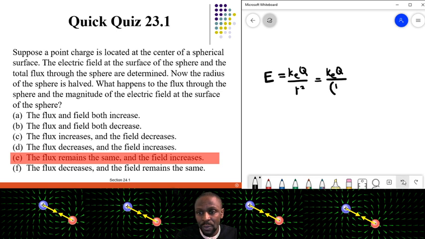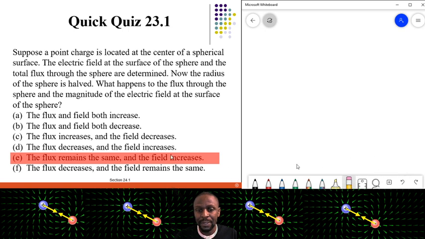This is going to be 1 divided by 2, and then I have R here, and then I'm a square, and this equation is just going to end up with the power 4 here, to the factor of 4 Ke Q divided by R squared. Now that is why option number E is right, because the electric field will be 4 times the initial value when you halve the radius. Right.